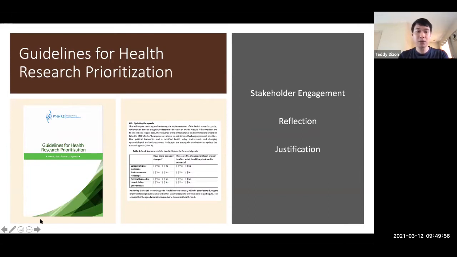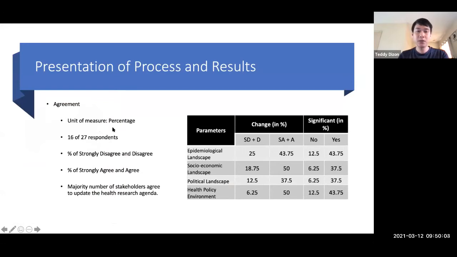So to objectively see whether or not we need to update the Regional Unified Health Research Agenda, here are the results. The unit of measurement is in percentage. There are 27 respondents and 16 of them registered in our Mentimeter plus the chat group. So percentage of strongly agree plus agree, and percentage of strongly agree and agree. If you can see po, most of the respondents said that there are changes in the epidemiologic, socioeconomic, political, health policy environment. And those changes were significant enough to call for the updating of the Regional Health Research Agenda. As justification, ito po yung justification natin. That's why gagalawin natin ang ating Regional Unified Health Research Agenda.